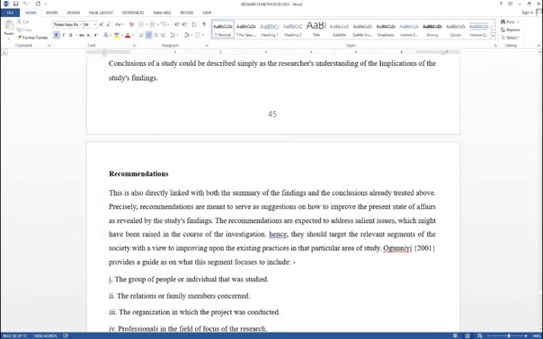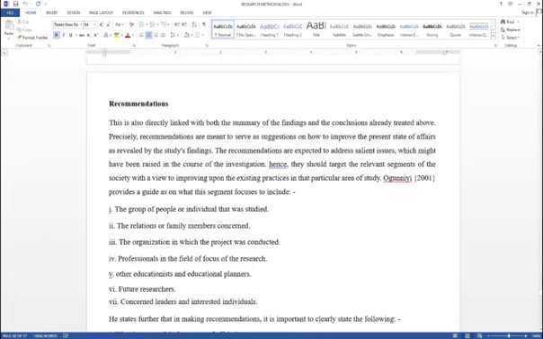One, the group of people or individuals that was studied. Yes, the group of people or individuals, plants or animals or organisms, whatever it was that was studied, it has to be included there. Two, the relations of family members concerned. If you're working with a particular set of, let's say, six people that have different kinds of diseases, then you look at the relations of family members concerned.